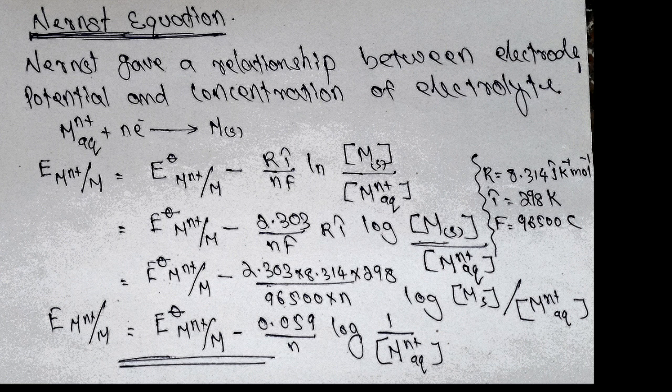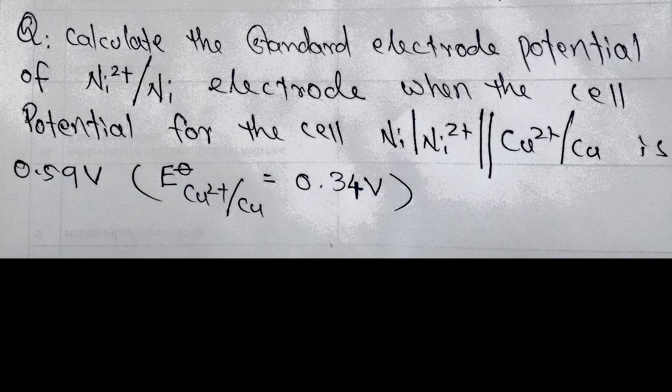E(Mn+/M) equals E0(Mn+/M) minus 0.059 by n log 1 by concentration of Mn+ in aqueous state. This is the Nernst equation. Next one, some sample problems related to this topic.